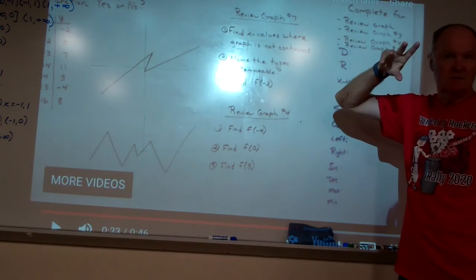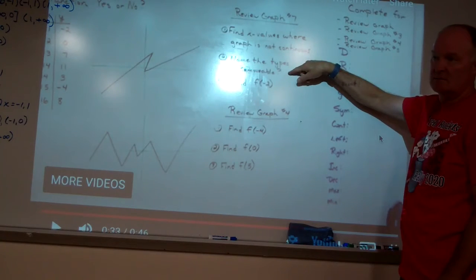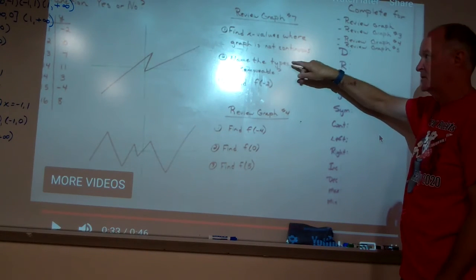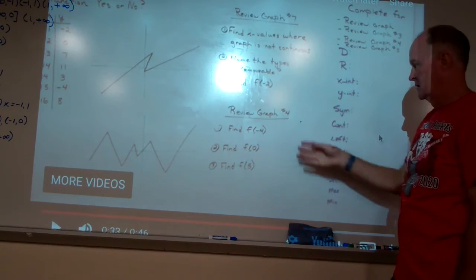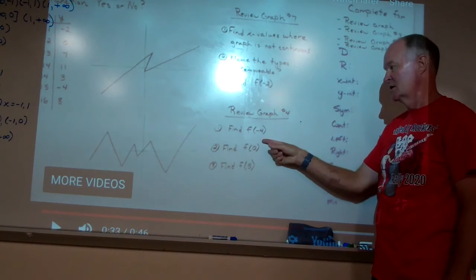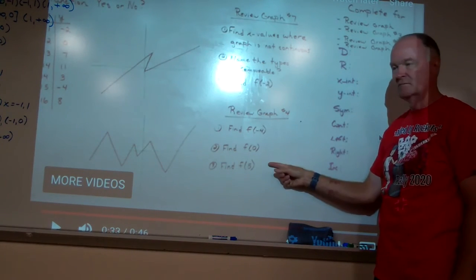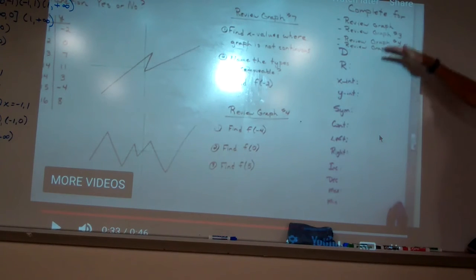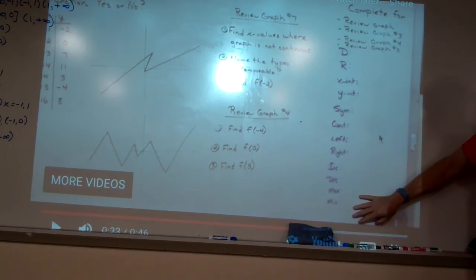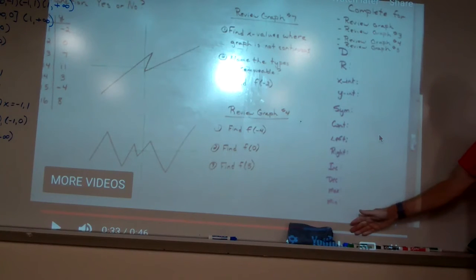Then what types are they? Are they removable or not? You got infinite or jumpers, and then removable, and then plug in the number and see what you get. Review graph number 4, you're just going to find those 3 values for the y values when you plug in those x's: -4, 0, and 5. Then 4 graphs where you fill out the whole thing. These 4 graphs fill out the whole shebang.